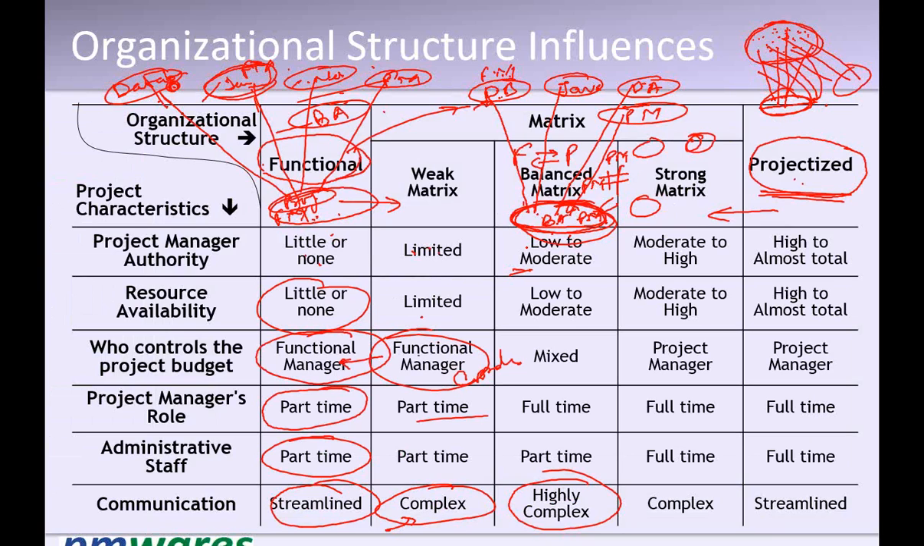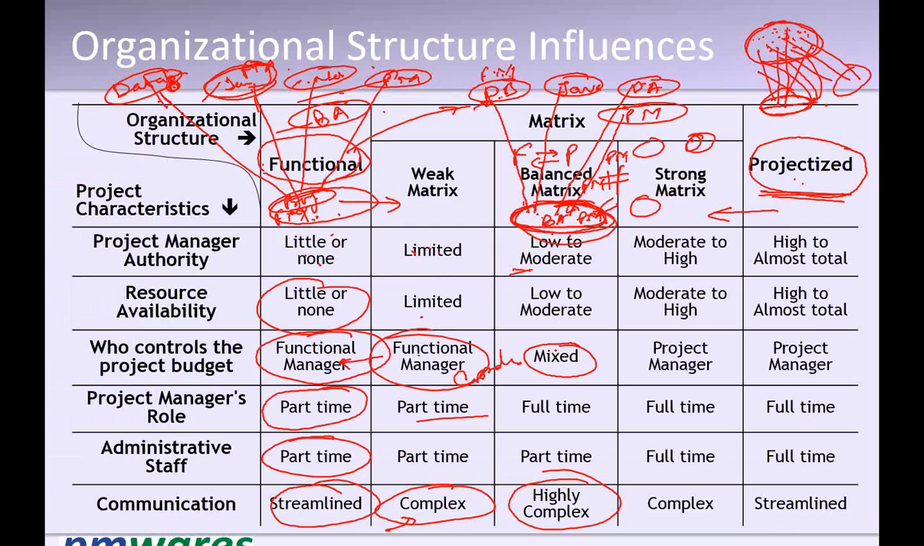Anyway, can you repeat your question? Amitabh, can you repeat your question? Okay, what I'm saying is, in the balanced matrix, who controls the project budget? It is written that it is mixed. Correct. Can you elaborate on this?